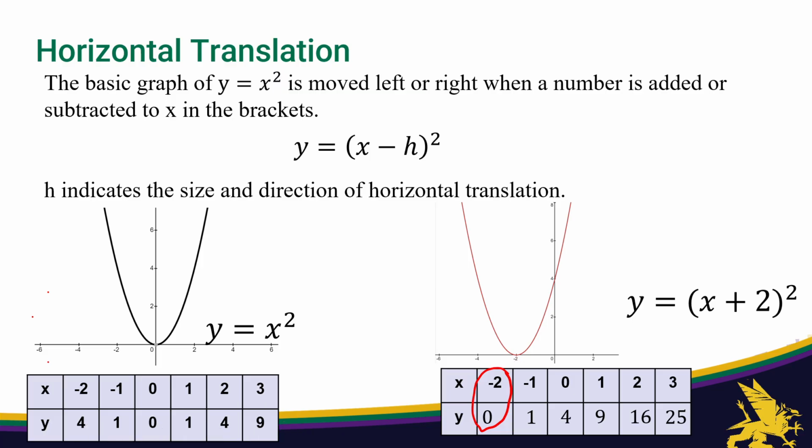If you don't want to just do a table of values, you can look at this part here and go, how do I make that 0? X must be -2, which means I'm moving 2 places in the negative direction.